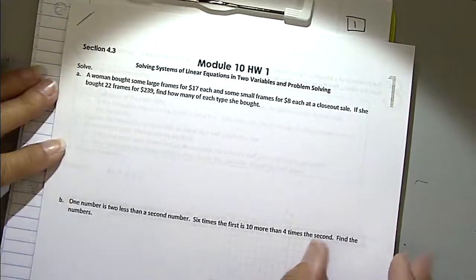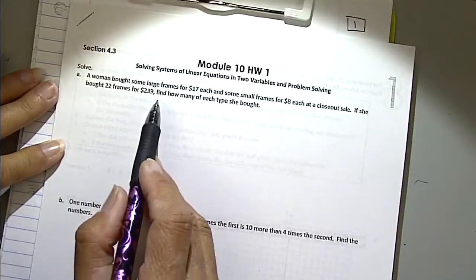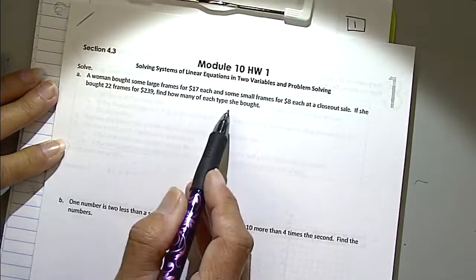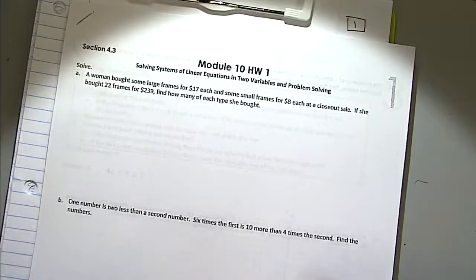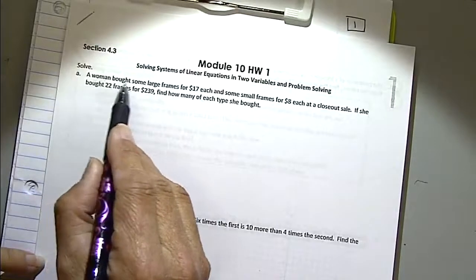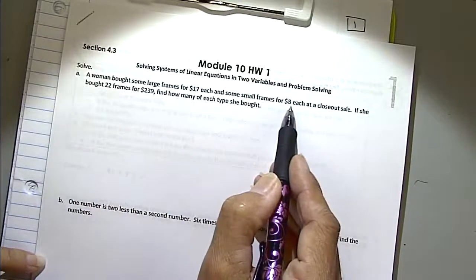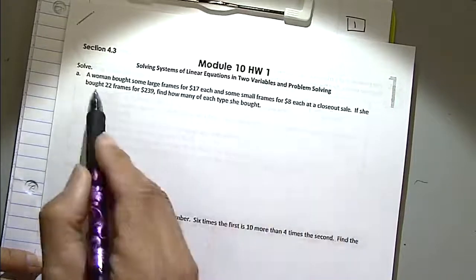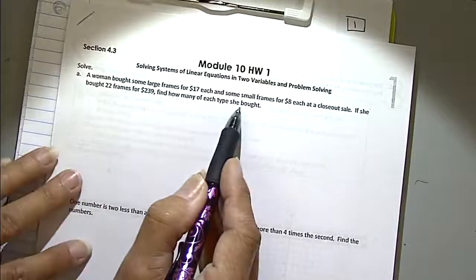And so what you have to do when you have a word problem like this one is you're looking for, okay, one of them is an x variable and one of them is a y variable, and I've got to have two different equations that involve the x and the y. And then I can use elimination to solve. So see what this says. It says a woman bought some large frames for $17 each and some small ones for $8 each at a sale. If she bought 22 frames for $239, how many of each type does she buy?